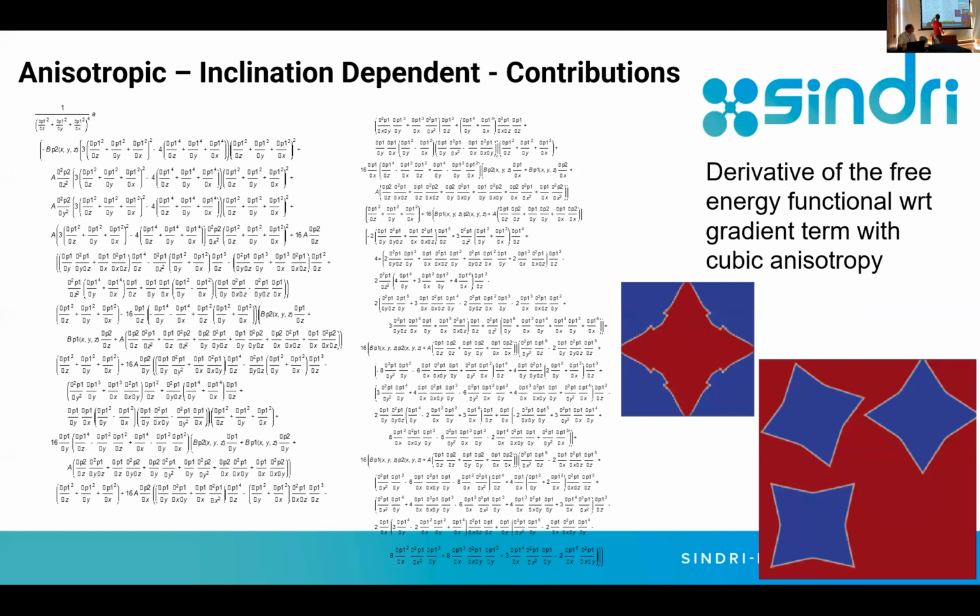I don't know why it always does this. It always renders the partial derivatives as these squares. I don't know why it does that. It's weird. But yeah, so that's that horrible anisotropic term.